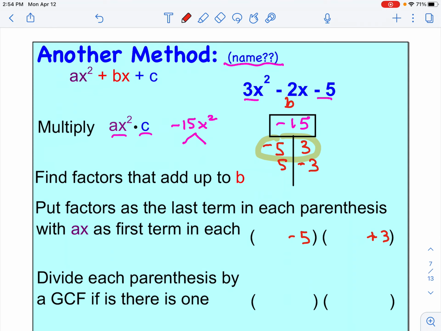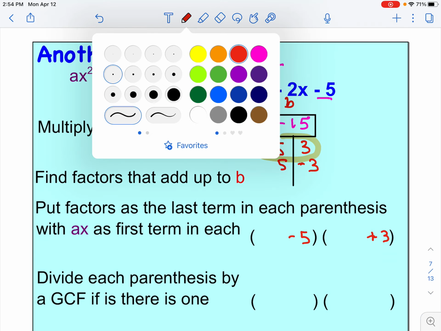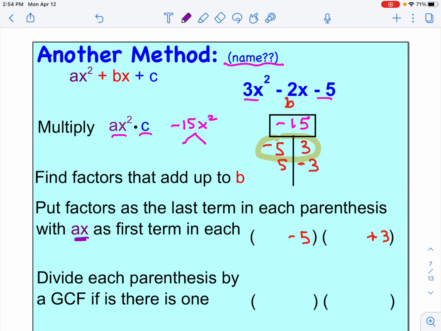But now I am going to put ax as the first term in each parenthesis. So my a is 3 and then an x. So I'm going to have 3x and 3x. Now the problem with this is if I multiply 3x times 3x, it does not give me 3x squared, it gives me 9x squared. So this is where it becomes kind of a problem.